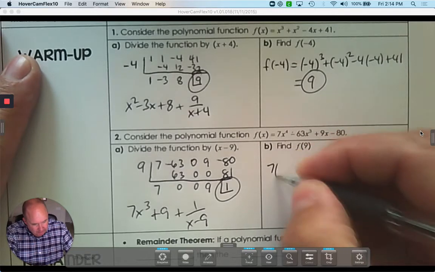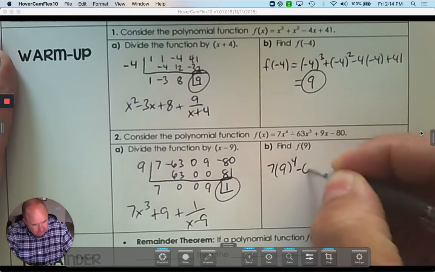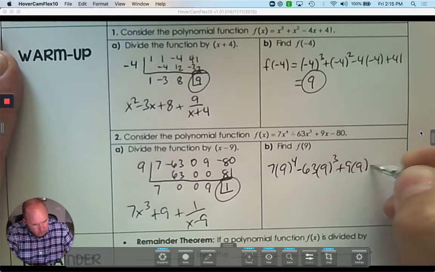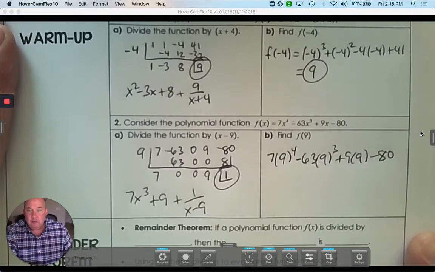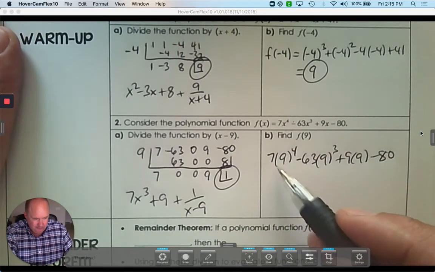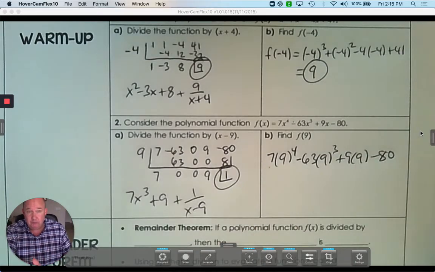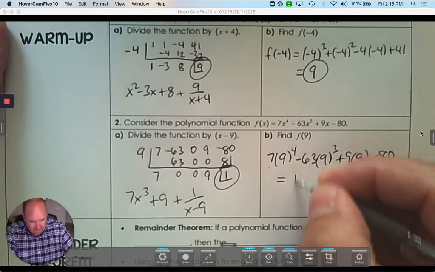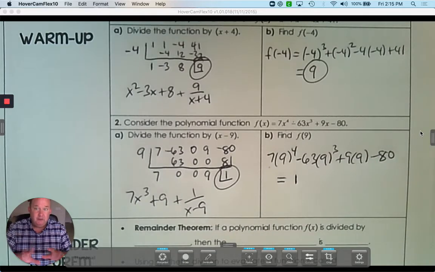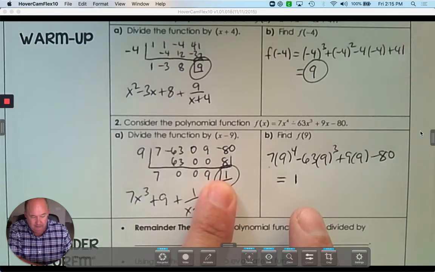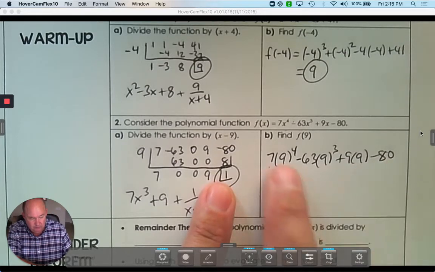Next, I'm going to plug in 9 and then do the math. And again, I don't really want you to do the math. Use a calculator: 7 times 9 to the 4th minus 63 times 9 cubed, and so on. Can you see how large these numbers would be to calculate? But if you believe me, if you typed it all in, the answer you would get is 1. But the big question here is, which one was easier to calculate? Doing this division and finding the remainder, or if you didn't have a calculator, would this be easier?